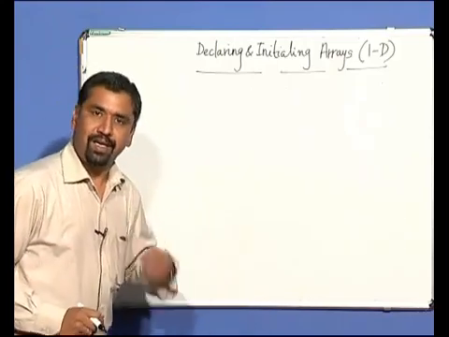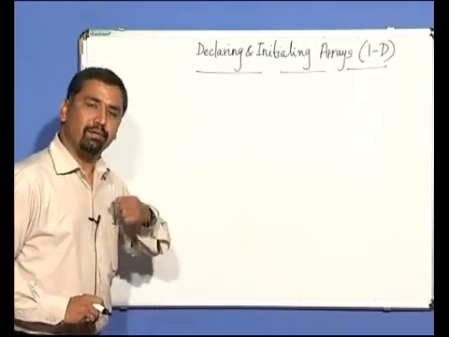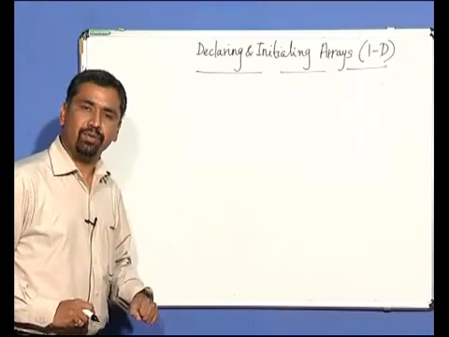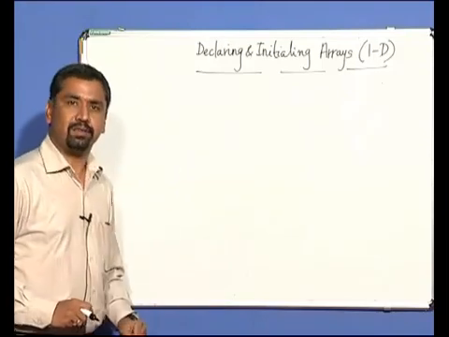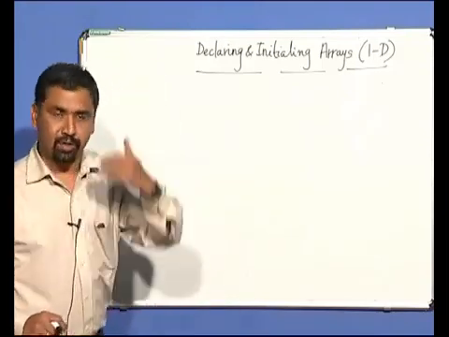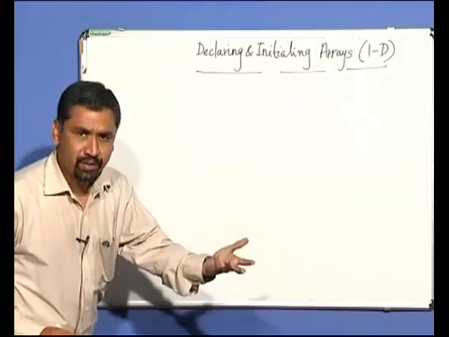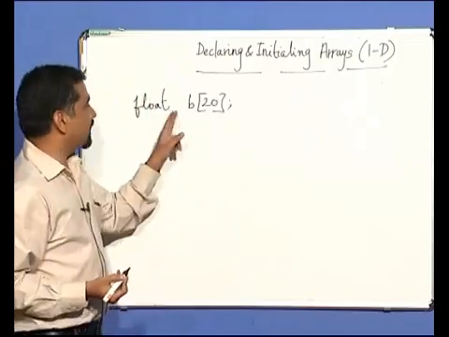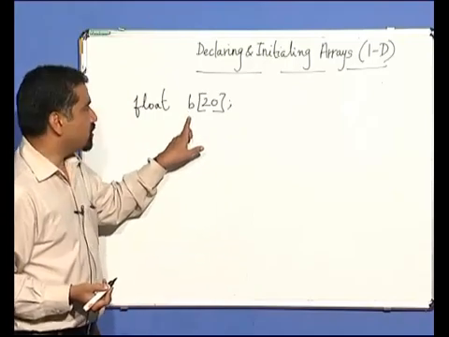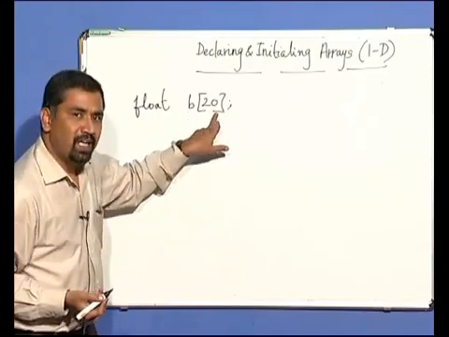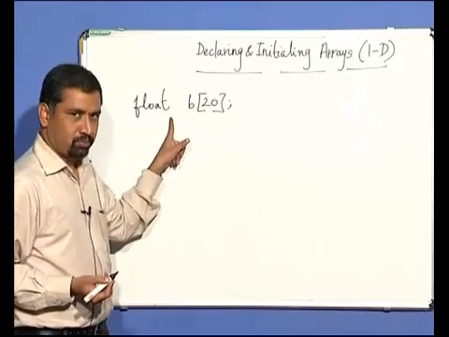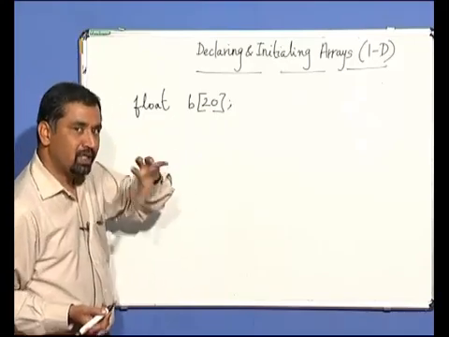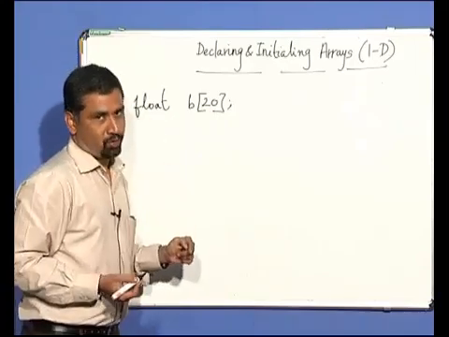Just like you declare integers, you can also declare arrays of floating point values, arrays of characters, arrays of structures, which you are going to see later, arrays of unions, so on and so forth. That declares an array called B, which can store a maximum of 20 elements of type float. So in each one of the elements, a floating point value can be stored.